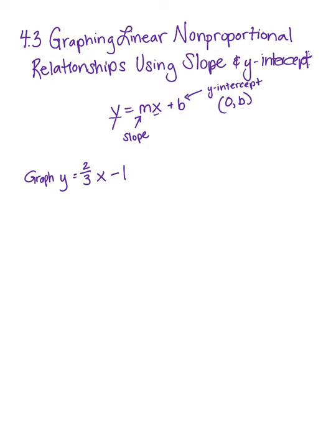So our first step, step 1, we are going to identify the y-intercept. And in this case, the y-intercept is, remember it's this b right here, and so our equation is -1, so the y-intercept is -1 in this equation.